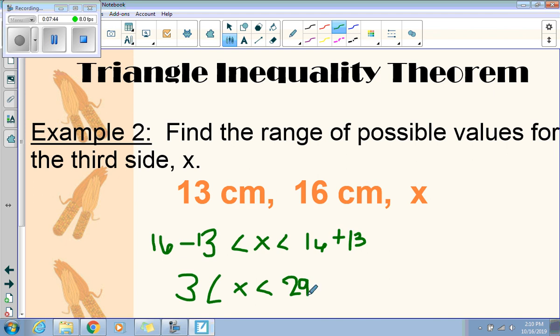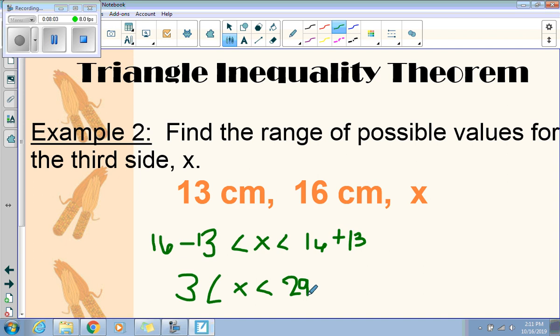So it's got to be any number between 4, 5, 6, 7, 8, 9, 10, 11, 12, 13, 14, 15, 16, 17, 18, 19, 20, 21, 22, 23, 24, 25, 26, or 28. It will not be 3. It will not be 29. Okay?